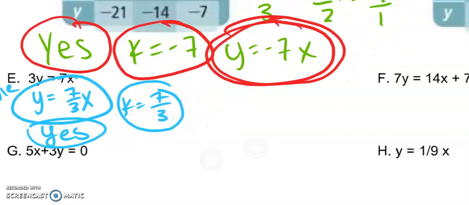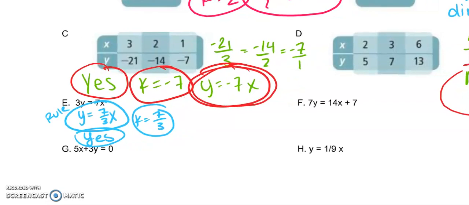Okay, and if we go over to f, some of you might already see this, of course, but if I divide by 7, I get that. And nope, I got that +1. So it doesn't work because that's not direct variation, right? It has to go to the origin. It has to be y equals some number times x. So no, and this is where you go on to say y does not vary directly with x.